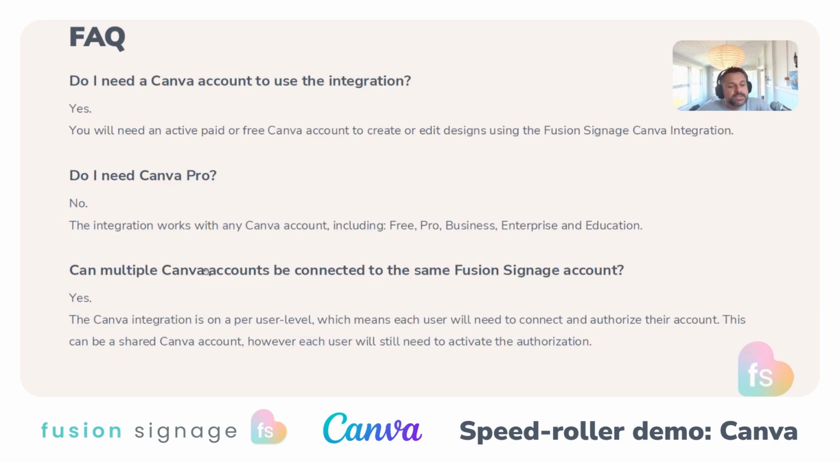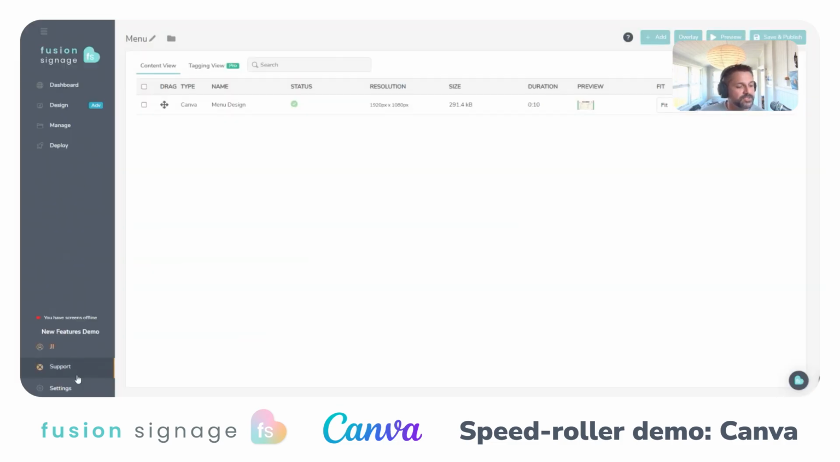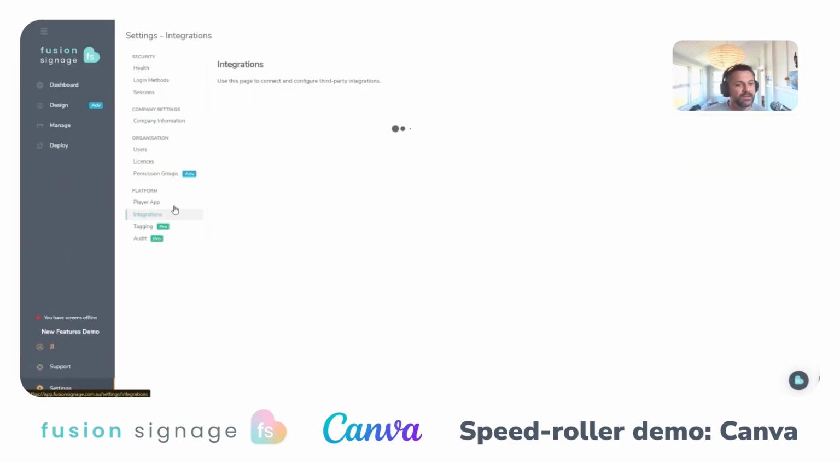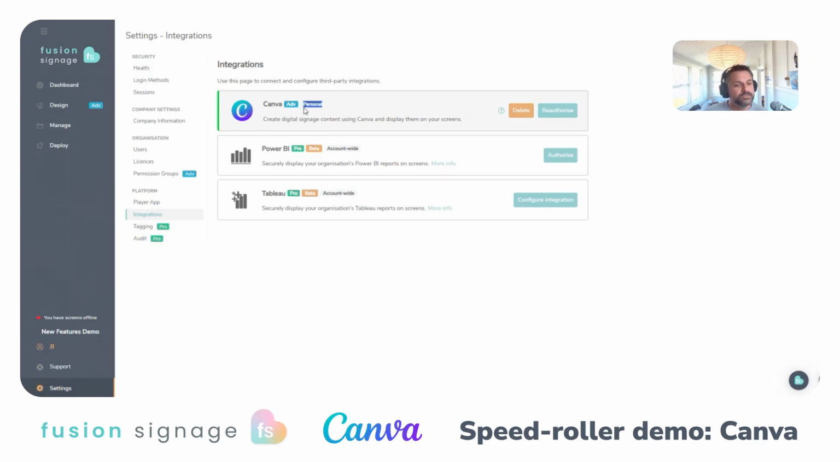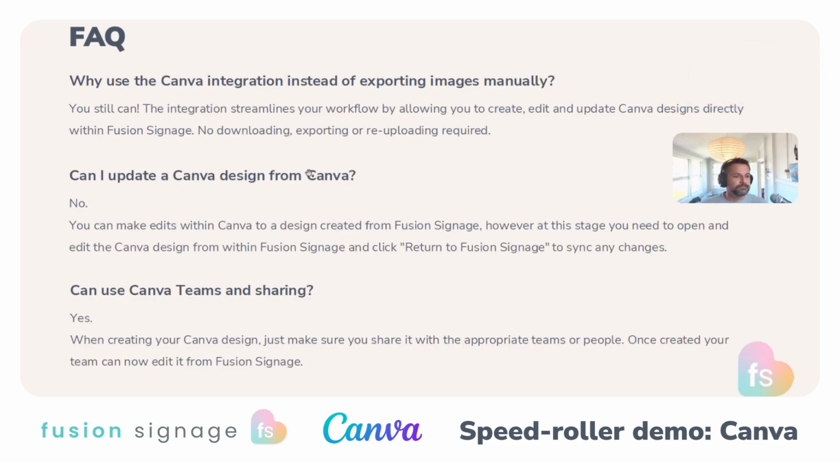Now, can multiple Canva accounts be connected to the same Fusion Signage account? Yes. So this is on an individual user basis. When I went back into my integrations over here, I'll save that. When I'm configuring this, you'll see we have this little personal tab here as opposed to an account wide. So when I'm connecting this, I'm connecting it for my account on my user. If I've got my own email address, james@fusionsignage.com.au in Canva, that's what I'm going to be connecting it to. If all my other users, like Emily has one, she'll be connecting her own and she'll have their own little ecosystem. That's why it's really important to share any designs on the Canva side with each other to have them access it.